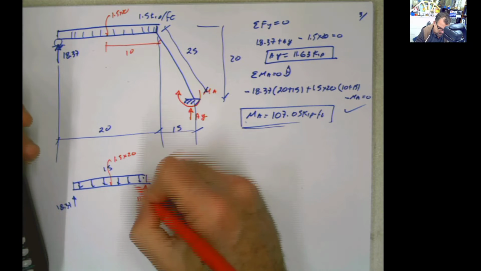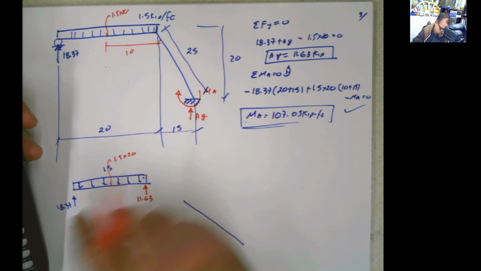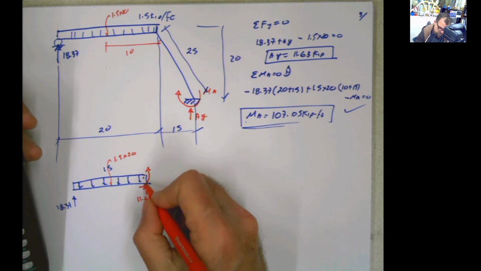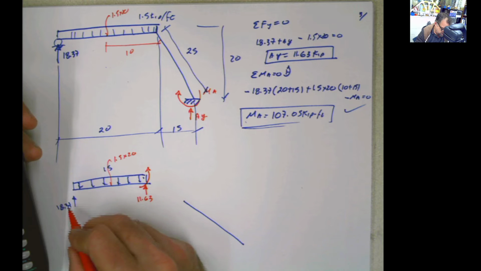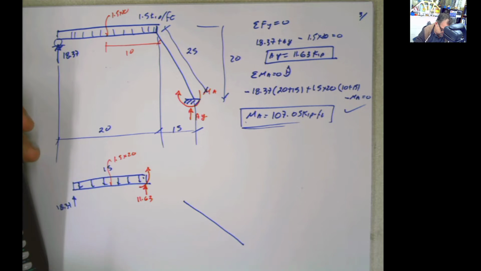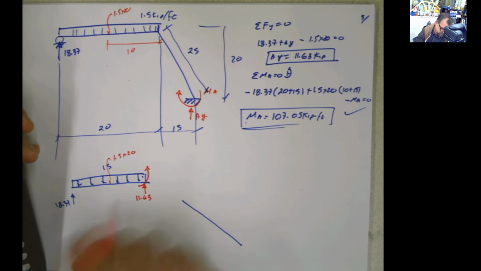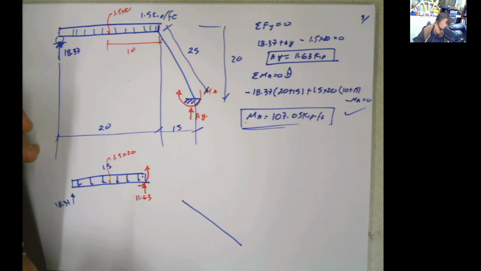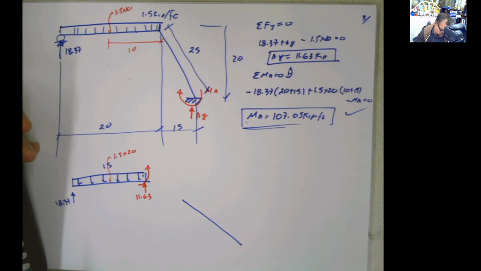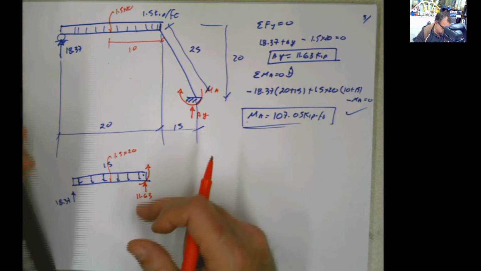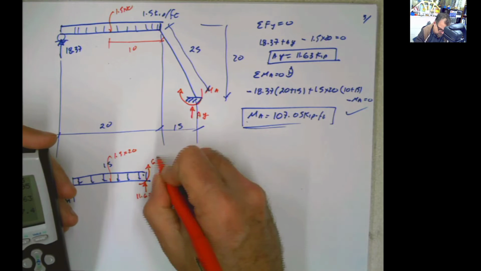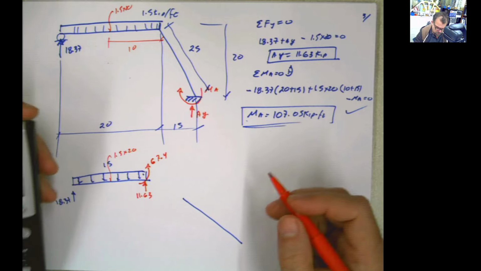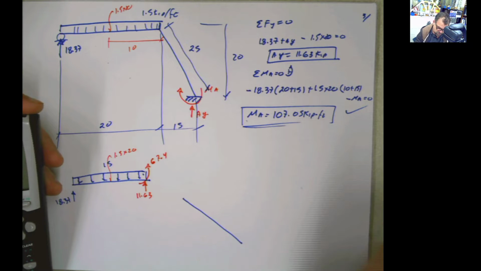And I can calculate the moment also at this end. Summation of moments here equals 0. Then you have negative 18.37 times 20 plus 1.5 times 20, which is 30, 30 times 10 is 300, plus M equals 0, so this moment is going to be 67.4. Yeah, I get a negative, but then you have to pass it to the other end, positive. And there's no horizontal force, obviously, here.